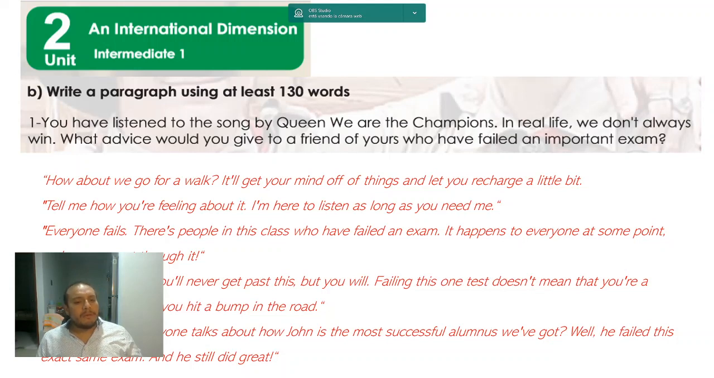Next, you know how everyone talks about how John is the most successful alumnus we got? Well, he failed this exact exam. He failed this exact same exam, and he still did great. So try to tell him or her something to put them in a good mood, to make them forget about that, no? Because it's something that is not going to be permanent. That is the most important thing that you should do.